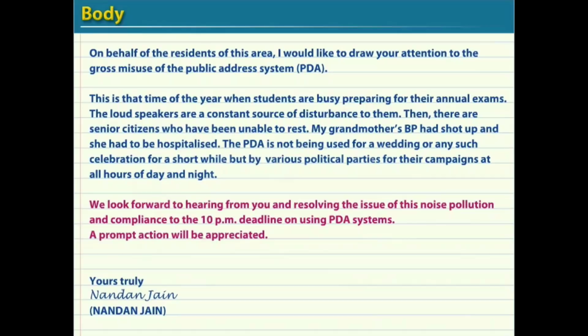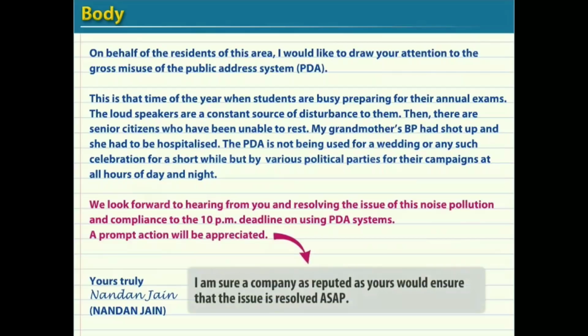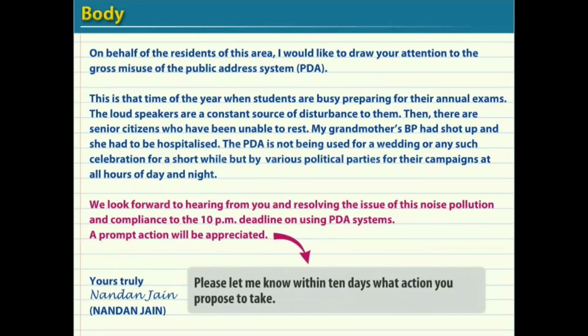In the third and concluding paragraph, state what action you expect the company to take. Use expressions like: I am sure a company as reputed as yours would ensure that the issue is resolved ASAP. Please let me know within 10 days what action you propose to take. I look forward to a positive response from you within the next 10 days.